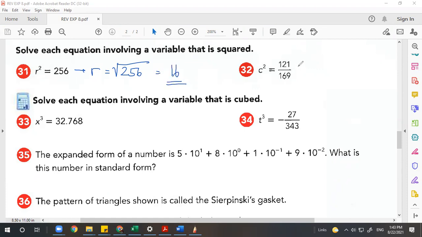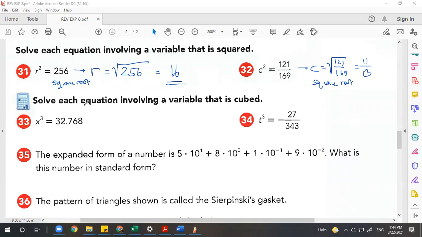Okay, how about this? Same. C is square root, because you want to find the C given C squared equals 121 over 169. I already memorized the square root of 121. The square root of 121 is 11. The square root of 169 is 13. If you don't believe it, you can try it on your calculator. Okay, any question on number 31 and 32? No. Okay, so you use the square root.